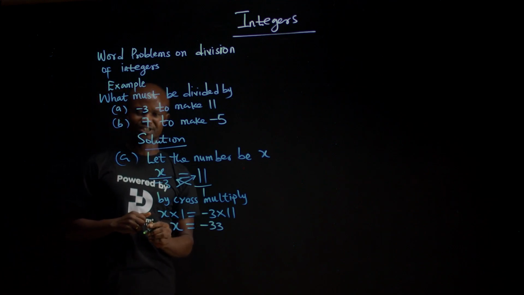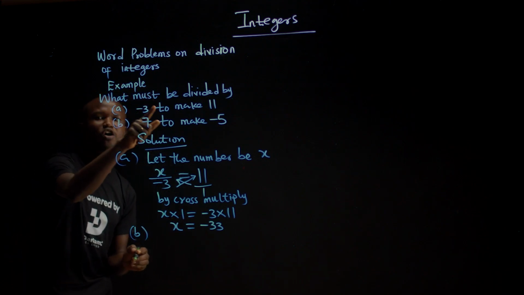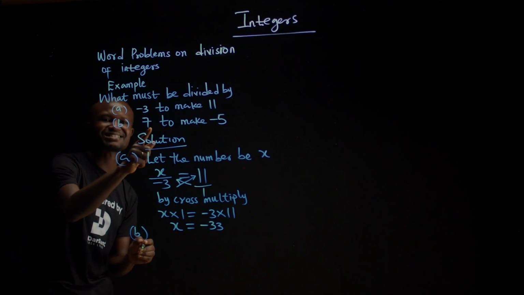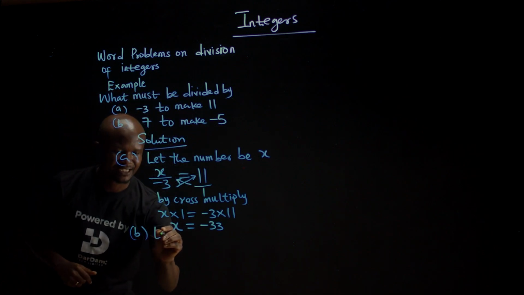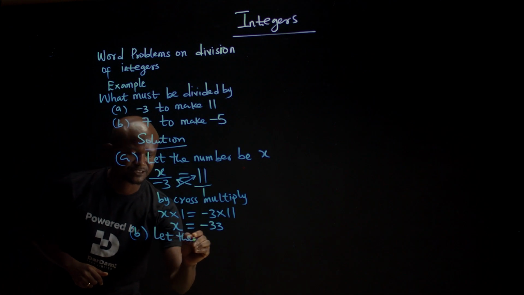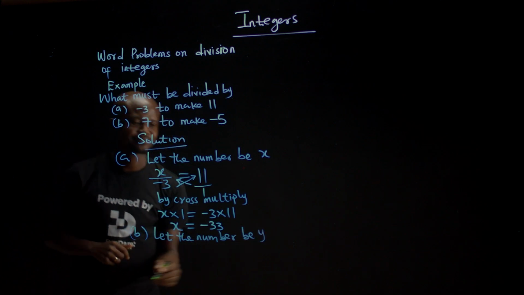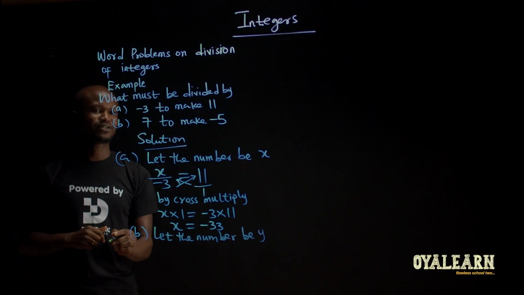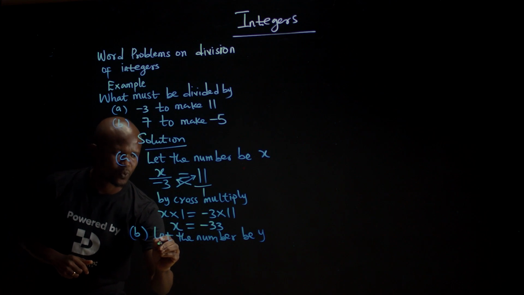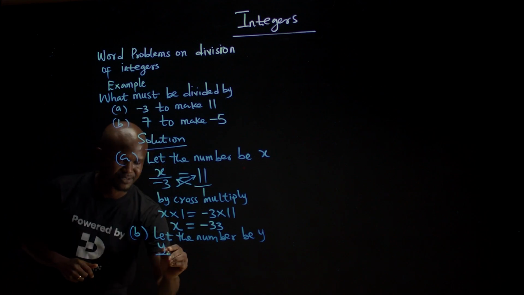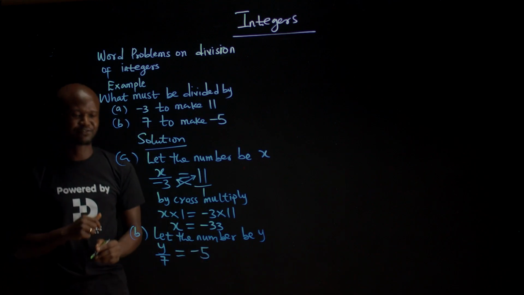Now for the second question, the B part. For the B, what must be divided by 7 to make -5? So we can say let the number be y. In that case, it means y divided by 7 must give us -5.